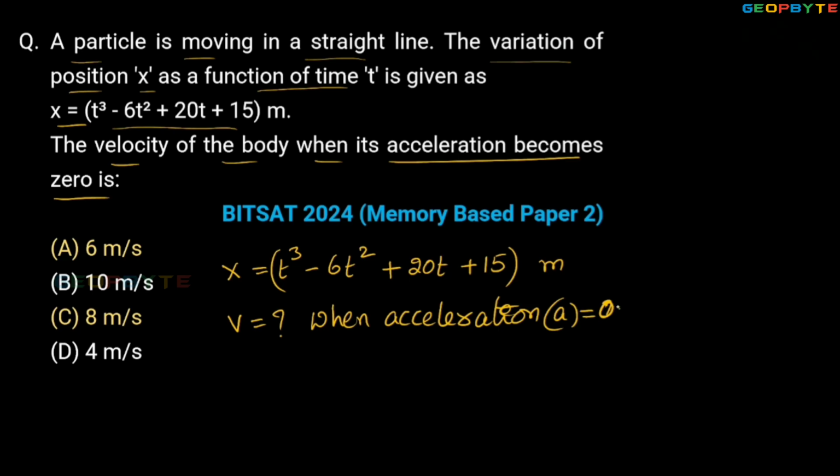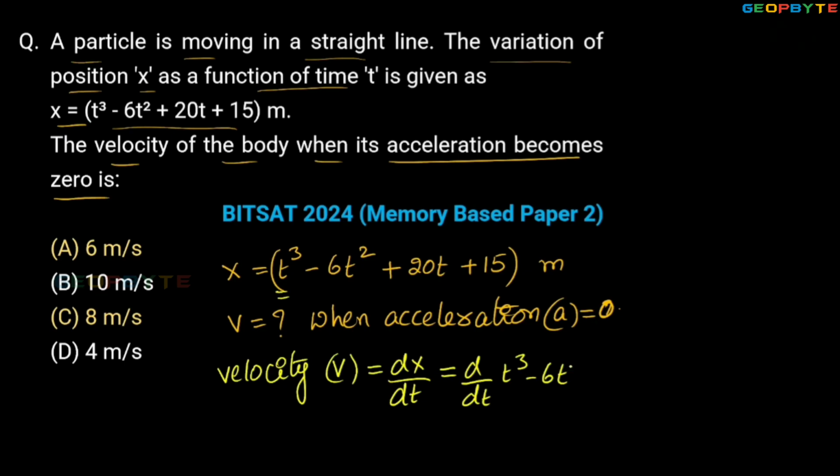For that, first let us decide the velocity. As we all know, velocity v equal to dx by dt. Equal to d by dt of the x value given, t cube minus 6t square plus 20t plus 15. Simplify this value. It is equal to 3t square minus 12t plus 20. That is the velocity, in meter per second.